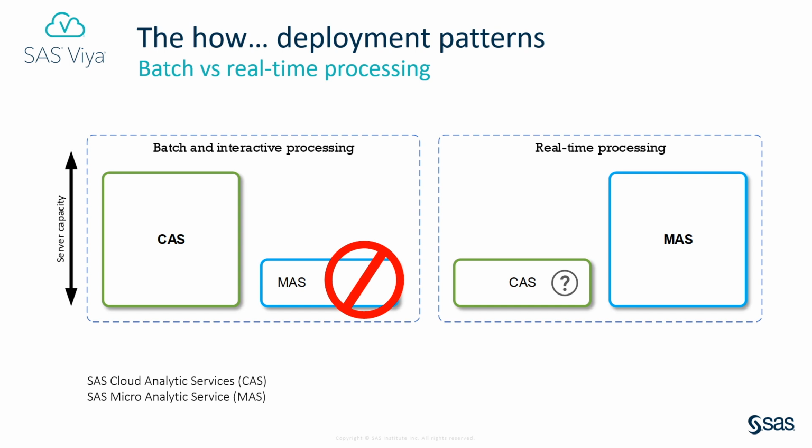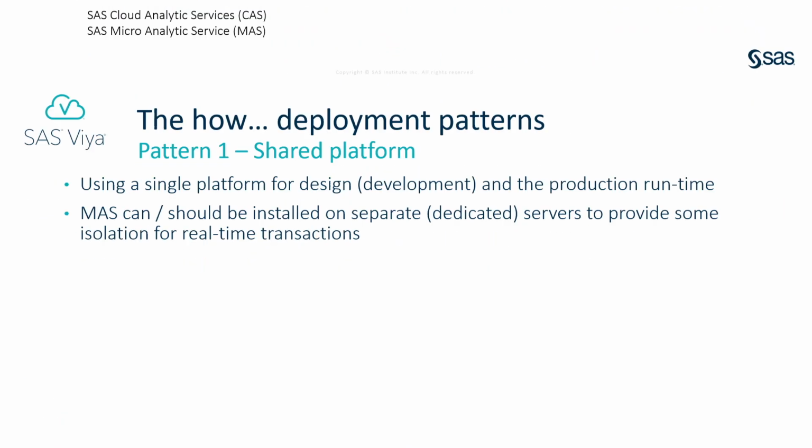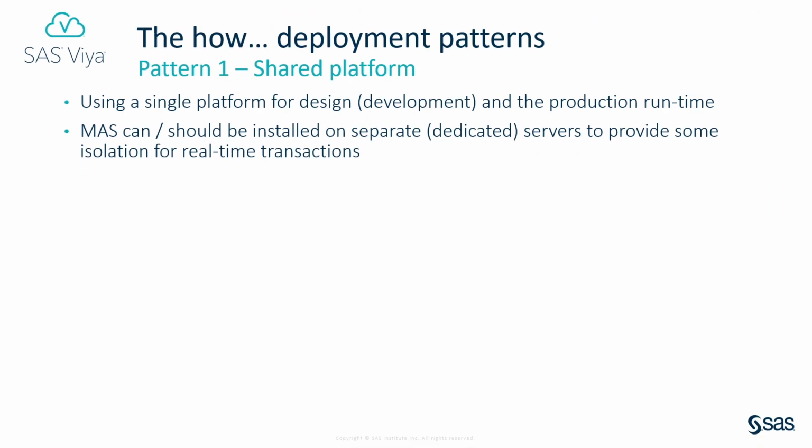Now let us discuss some deployment patterns. The first pattern I'd like to discuss is having a shared platform. This is using a single platform for the design or development environment and the production runtime. If you're taking this approach, MAS can or should be installed on separate servers which are dedicated to that service, to provide some level of isolation for the real-time transactions from the other workloads running in the system.